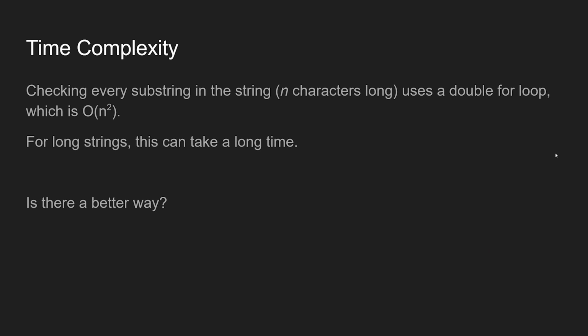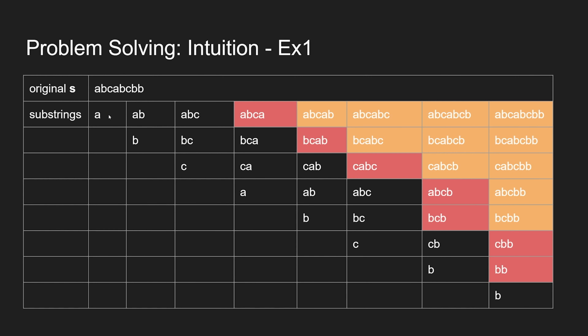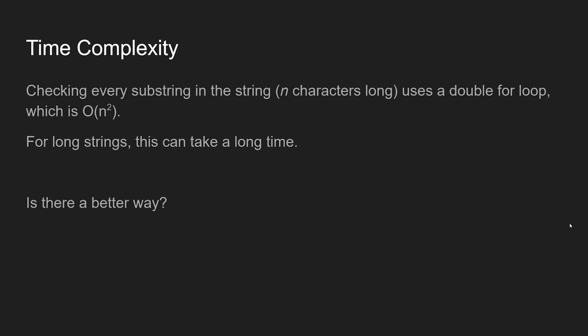So checking every substring in a string of n characters long uses a double for loop, which is O of n squared. And for long strings, this can take a long time. So pretty much, if you imagine ABC, you just have a million rows and a million columns, basically. And you're doing this huge million times million substring calculation. And that doesn't seem very efficient. So there has to be a better way, basically.